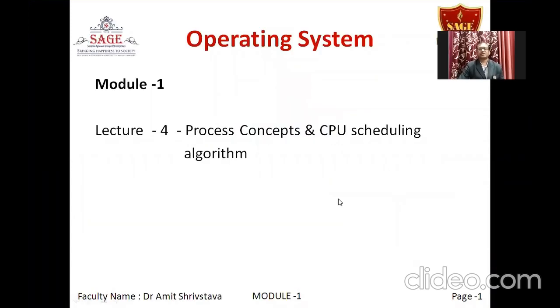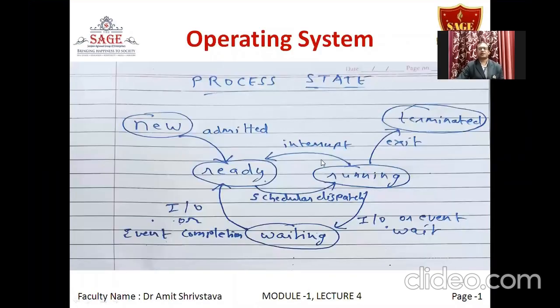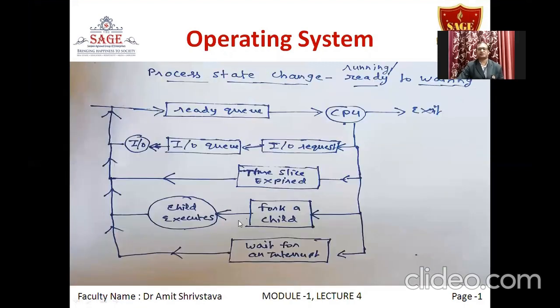We have seen some of the process concepts. We have seen the process has got 5 different states. The long-term scheduler chooses the process from the new state and brings it into the ready state. The short-term scheduler brings the process from the ready state to the running state. Now let us see how the process comes from the running to the waiting state.